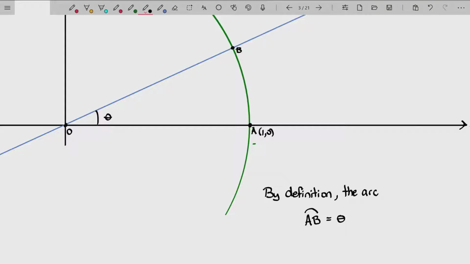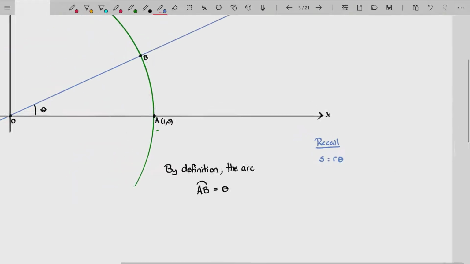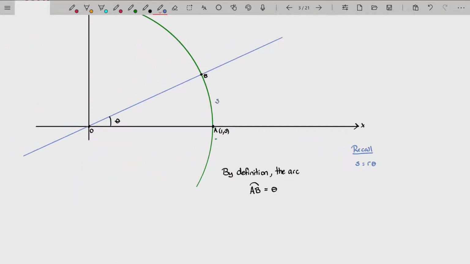That's really the unit circle definition of trigonometric functions, but it's also the definition of a radian. Maybe I should write that off to the side to remind you. Recall from your trig course that the arc length S is equal to the radius of the circle times the angle that gets cut out by that arc. If I call that arc length S, then it should be the product of the radius of this green circle and the angle we're cutting out.